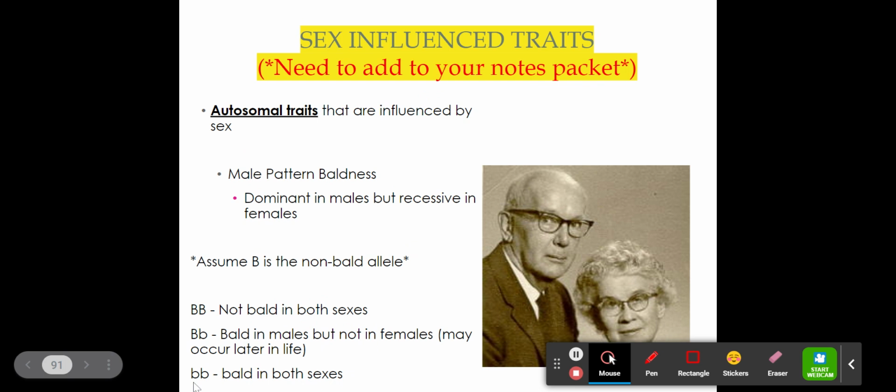And then if they are little b, if they are both recessive, that means that they will be bald in both sexes at an early age. But the male pattern comes from that because if they're heterozygous and male, there is something in that Y chromosome that influences this trait, but it itself does not cause the trait to occur.